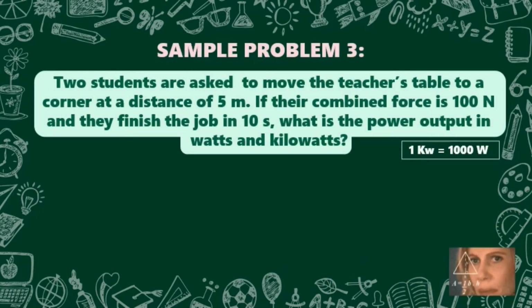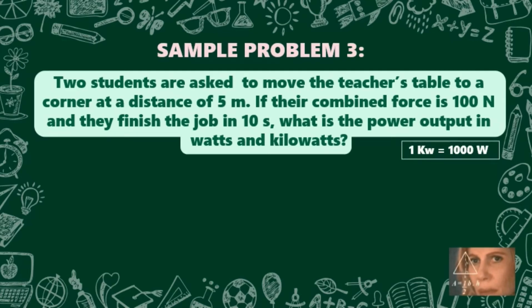Okay, so in this problem, two students are asked to move the teacher's table to a corner at a distance of 5 meters. If their combined force is 100 Newton and they finish the job in 10 seconds, what is the power output in watts and kilowatts? Oh, so sa problem na to, ano ang wala? Very good. Wala sa given ang work.